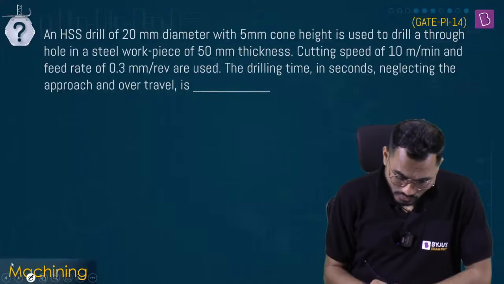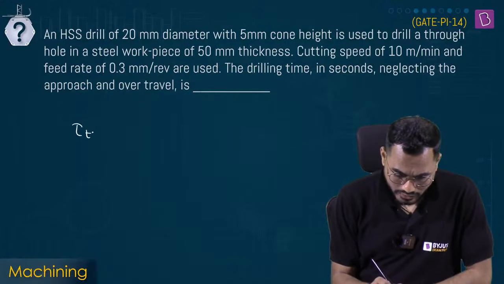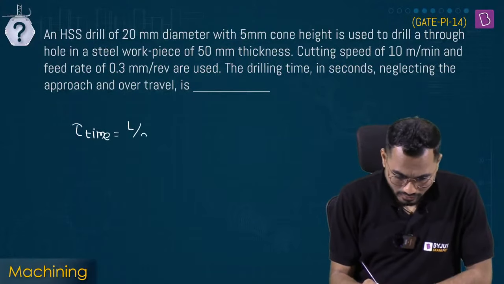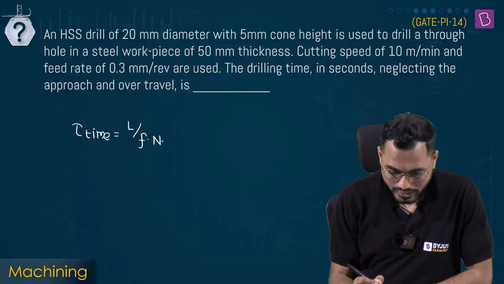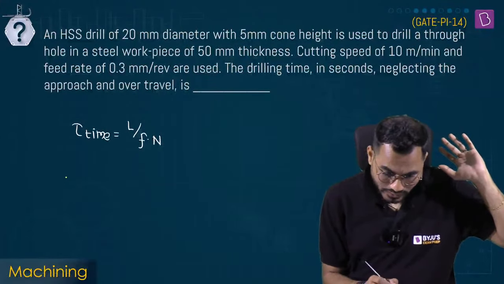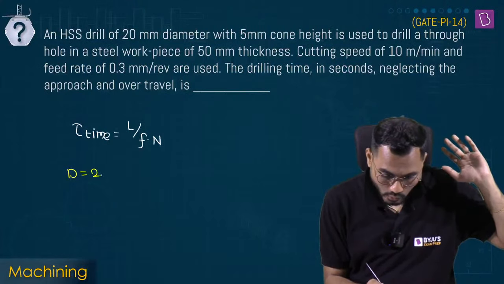Whenever I'm interested to calculate the machining time in a drilling operation, I know that it is exactly equal to L divided by F into N. Right. So what is the data given? I'll just write down the data. The drill tool has a diameter of 20 mm.